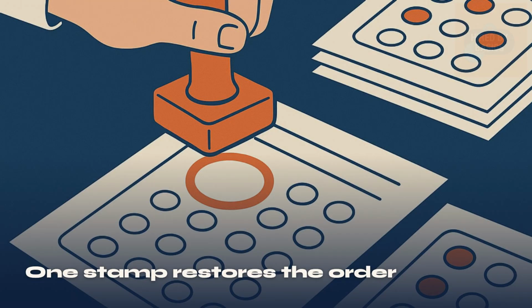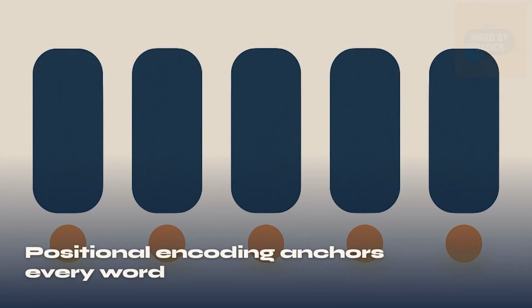Here's the thing about transformers. Unlike older models that read words one by one, a transformer looks at every single word in a sentence all at once, in parallel. Super fast, super powerful. But because it reads everything together, it loses track of order. It does not know if the word came first or last or somewhere in the middle.